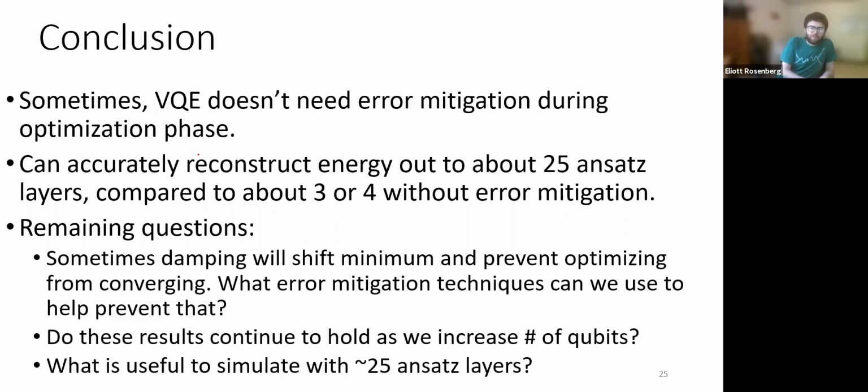And another point which I said I would come back to is that we didn't apply error mitigation during the optimization phase. In fact, some of these techniques wouldn't work during the optimization phase. They wouldn't really make sense except once you have the optimized circuit. And so is it okay to not do error mitigation during the optimization phase? Well, it was for this Hamiltonian.